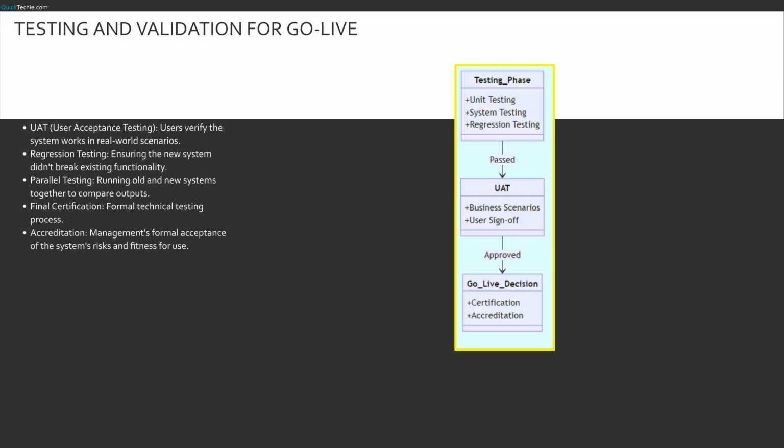Before we go live, we test. We don't just check if it turns on. We use user acceptance testing, UAT, to let the actual business users verify it handles their daily tasks. We use regression testing to ensure that fixing one bug didn't create 2 new ones.